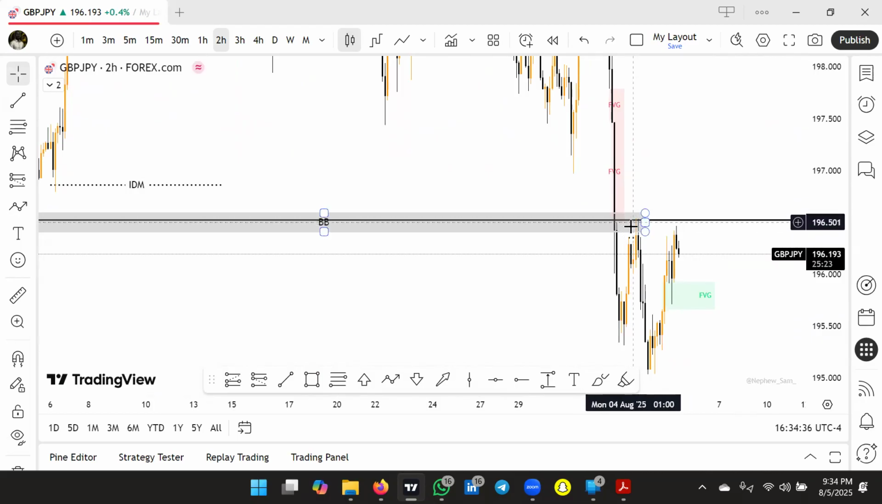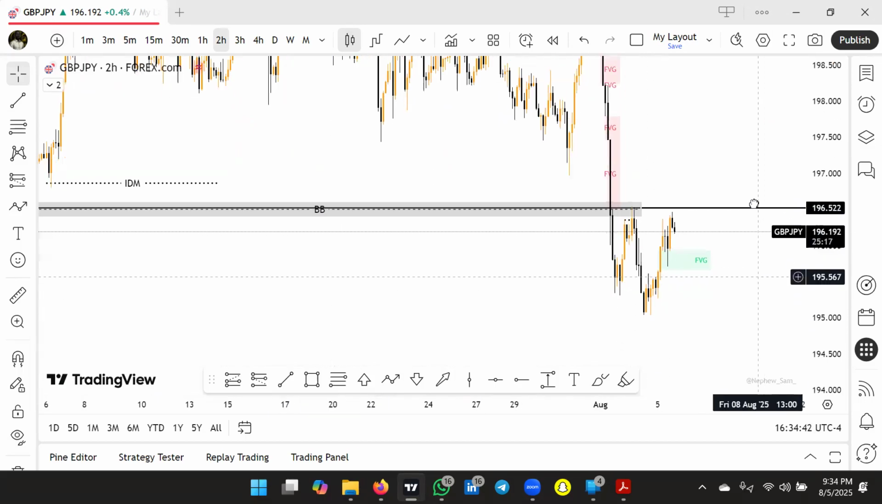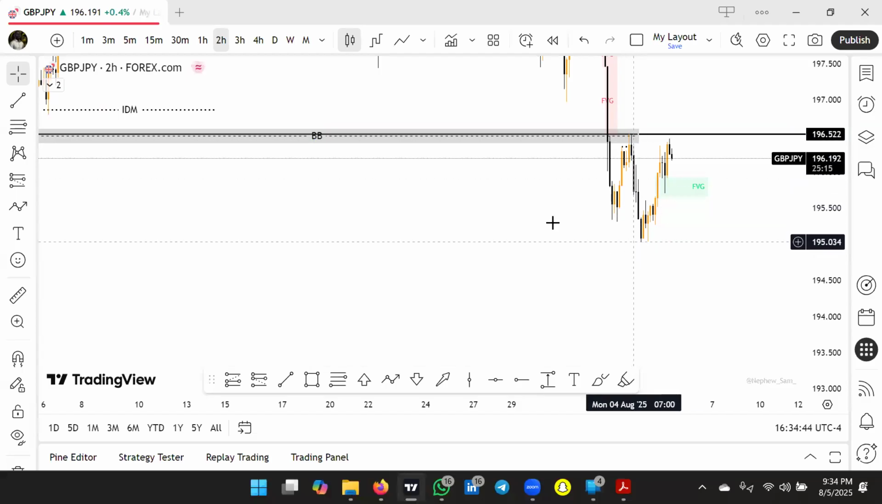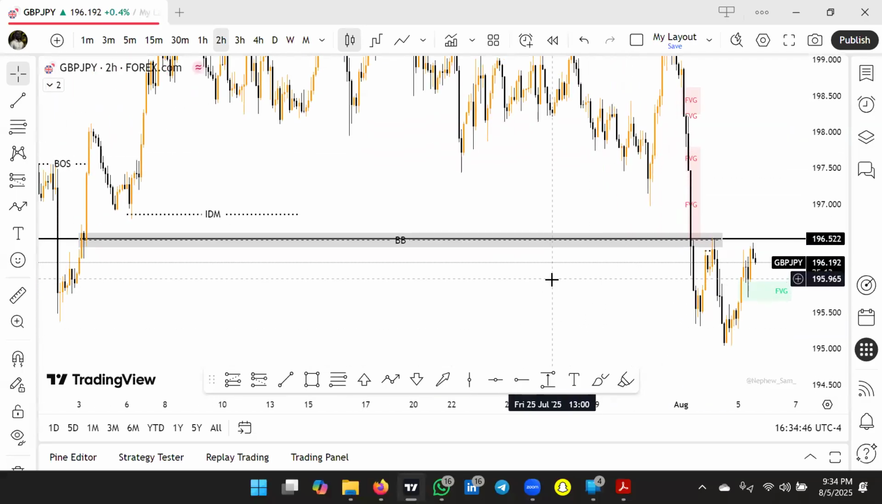Just close to my order block, which is now a failed order block. And we now call it a breaker block. And what do you see the market do? The market sold off from there. That's the essence of a breaker block. That's a breaker block.